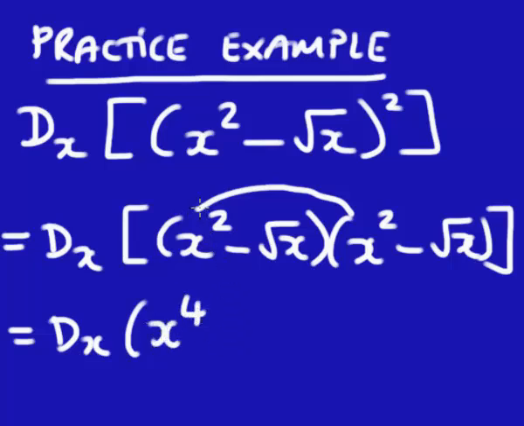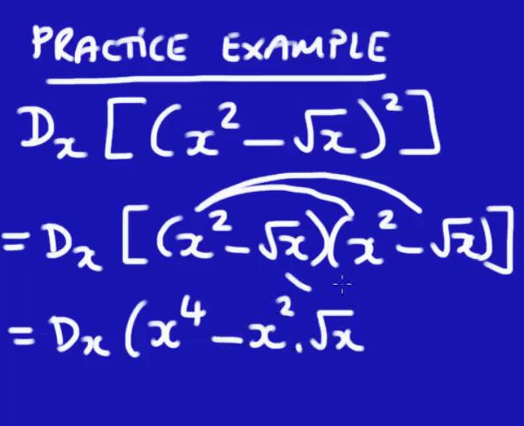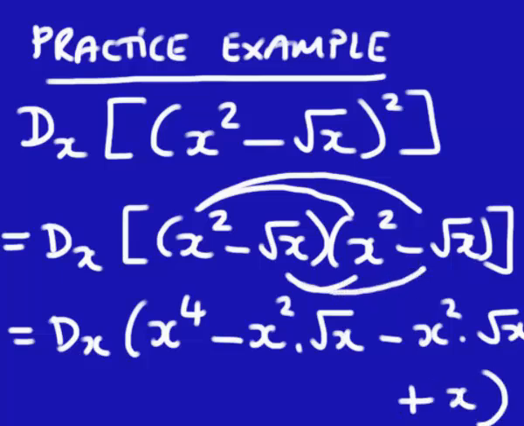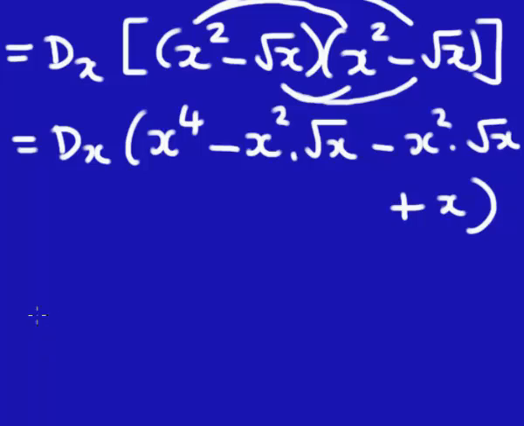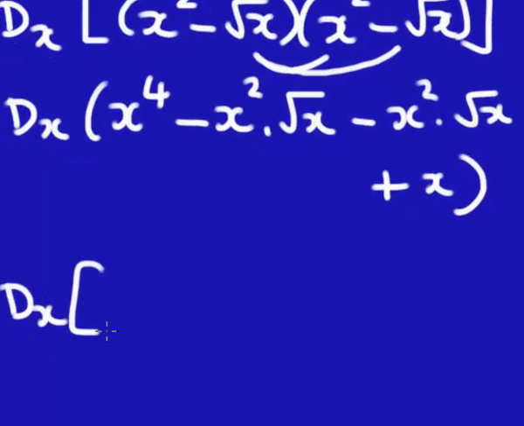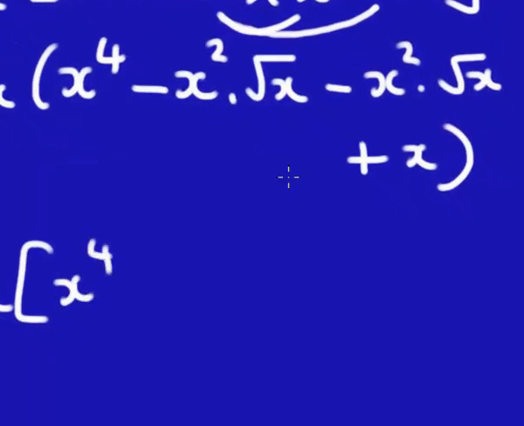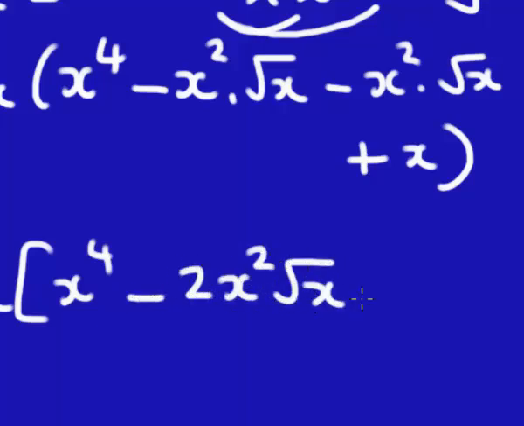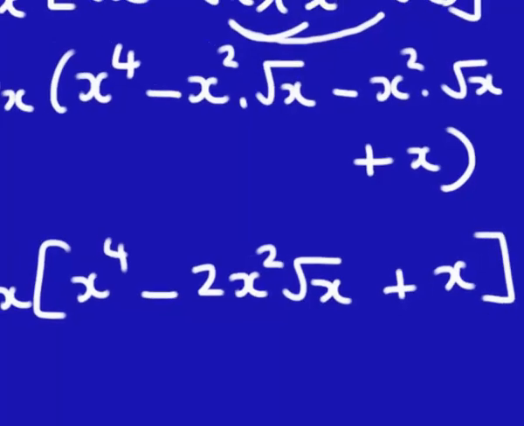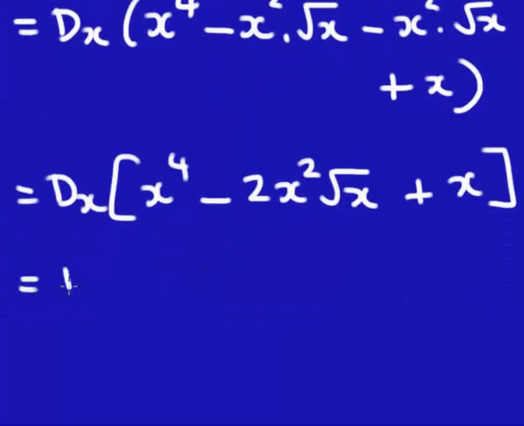Then I've got x squared times negative root x, which is negative x squared multiplied by root x. This gives you negative x squared times root x, and then negative root x times negative root x is plus x. Okay, great. Now what does this come to? d/dx of x⁴, there's two of these things, so it's minus 2x squared root x plus the x. Okay, good.